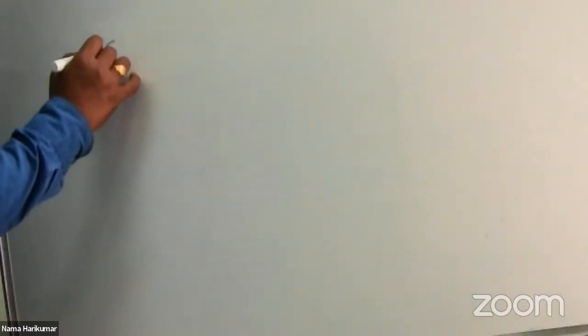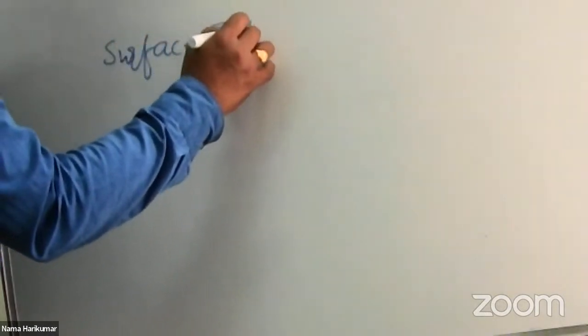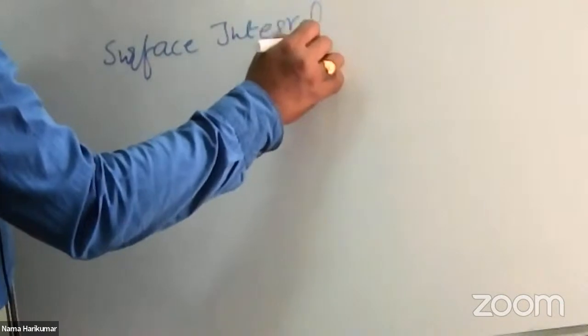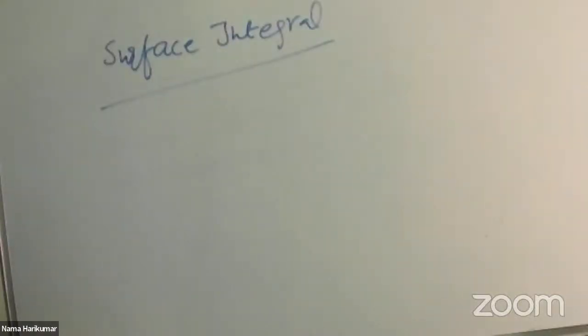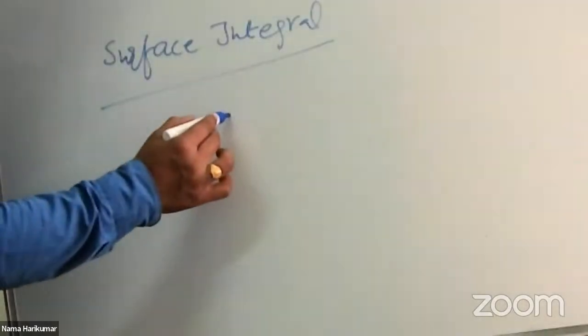Correct. So next one is surface integral. The surface integral. Surface means how many dimensions? We have two dimensions. Okay, yes, sure, sir. We have 2D, a two coordinate system. So two dimension system. Example is surface. Okay, so this is the surface.